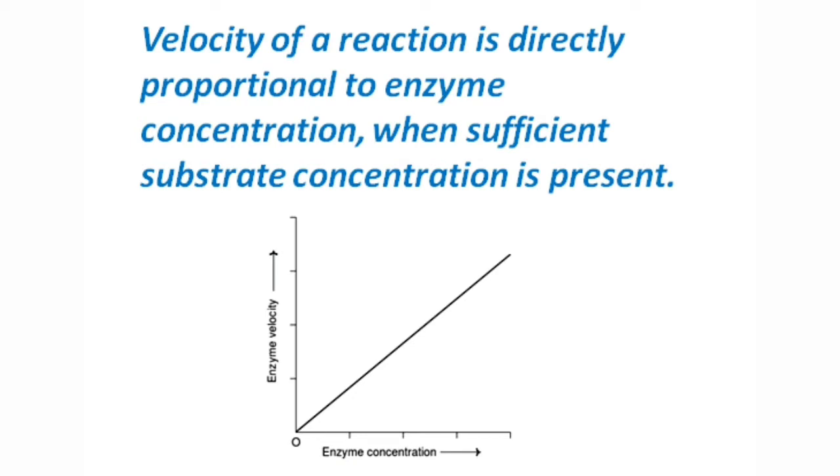So here the important thing is the substrate must be present at a concentration sufficient to ensure that all of the enzyme molecules have substrate bound to their active site. So the overall point is, when substrate concentration is unlimited, an increase in the enzyme concentration increases the velocity of the reaction. In this graph you can see when enzyme concentration is increased, velocity of the reaction is also increased. So enzyme concentration is directly proportional to the velocity of the reaction.